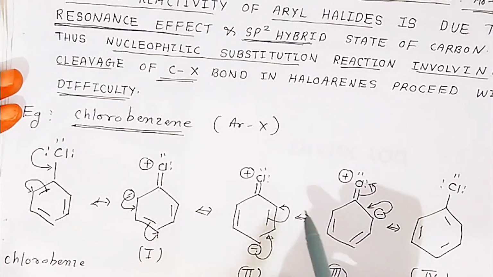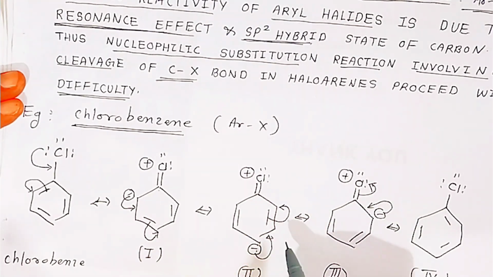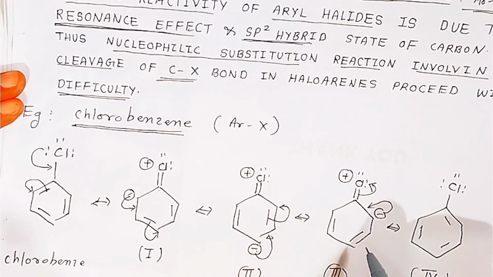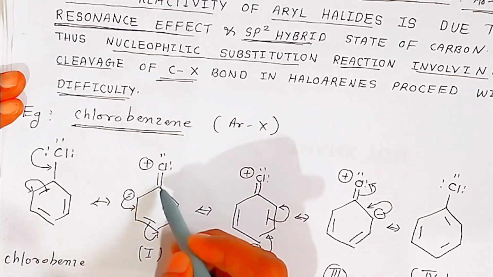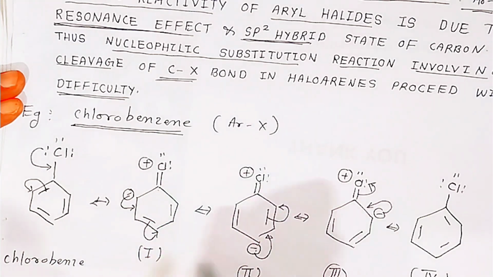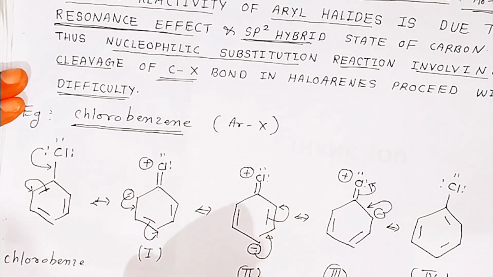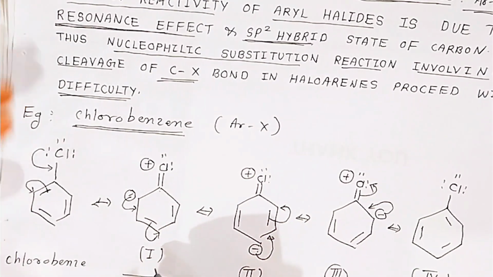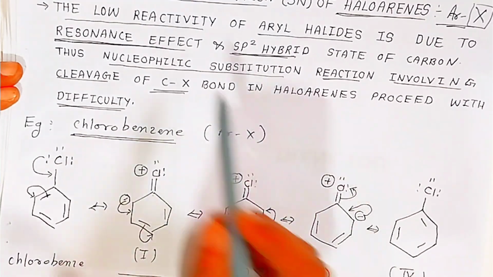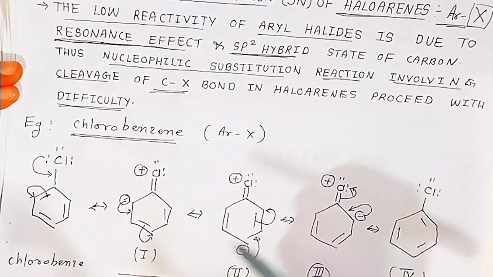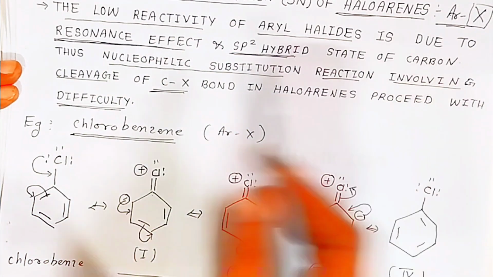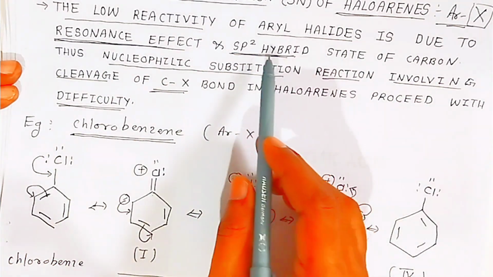Because of these, students, they are very stable molecules. That is why they do not follow the nucleophilic substitution reaction, because of this nature. The carbon-chlorine bond is very short, so it is very difficult to substitute this chlorine. These are nothing but phenyl cations, very stable molecules, students. That is why there is low reactivity. The aryl halide compounds are very stable, that means there will be low reactivity. So the low reactivity of aryl halide is due to the resonance effect and the sp2 hybridized carbon.